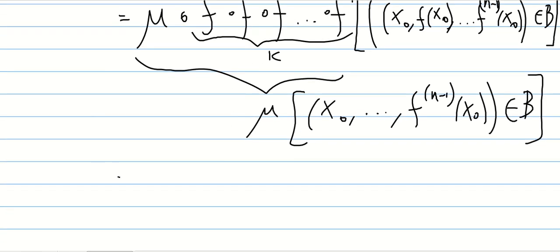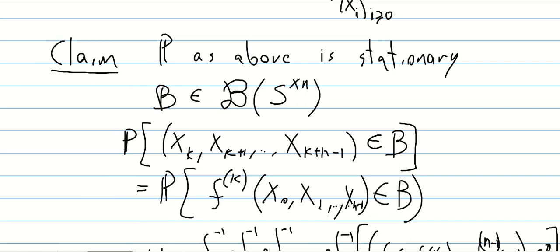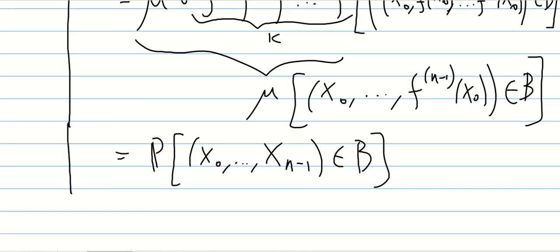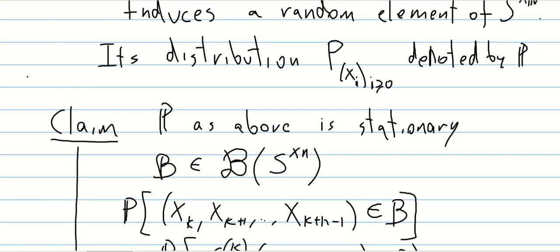And we can go back and rewrite this as the probability that x0, ..., x_{n-1} belongs to B. So all of that rewriting gave us that P is stationary. So P starting at xk and P starting at x0 have the same distribution. Okay, so this you can think of as example 3.